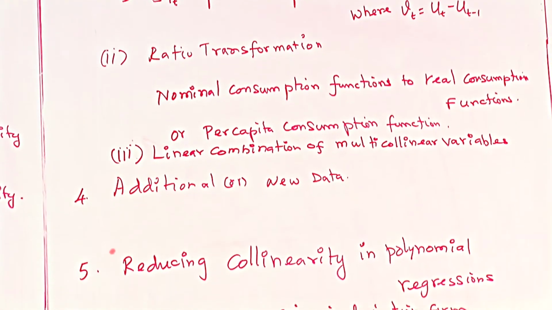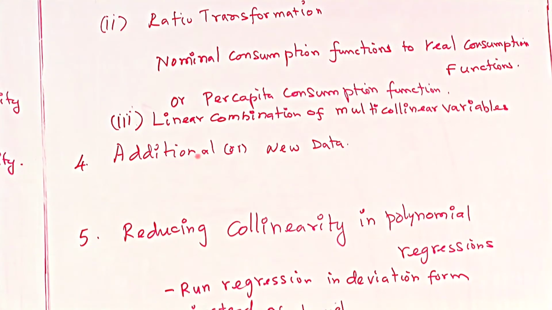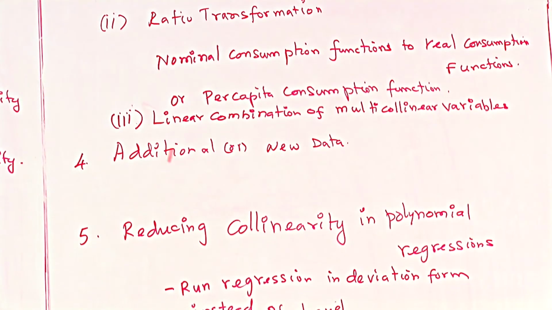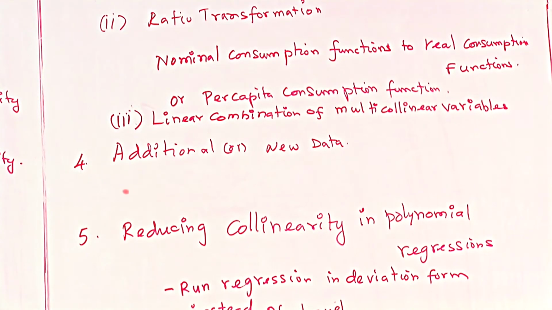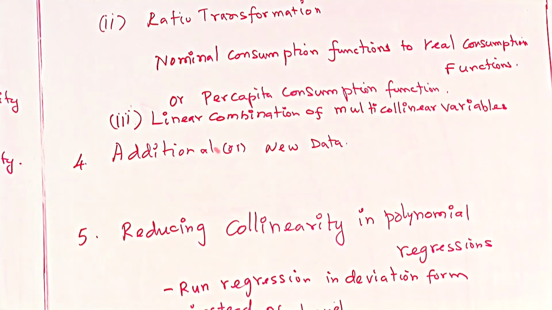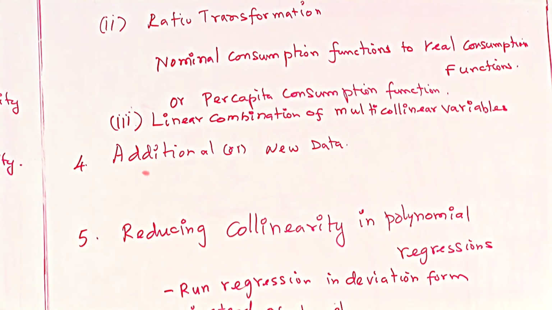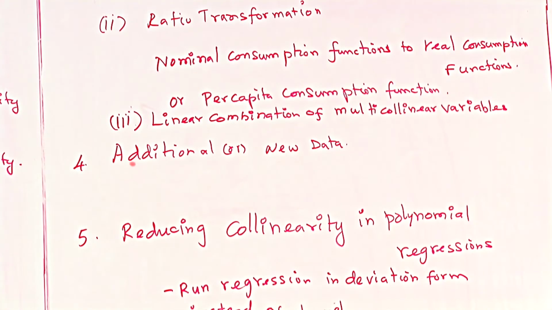And the fourth solution could be, we may add new data, because multicollinearity is essentially a sample sensitive issue. It is a sample issue. So, if you add further data, the severity of multicollinearity will be greatly reduced. So, adding new data is another remedy for the multicollinearity problem.